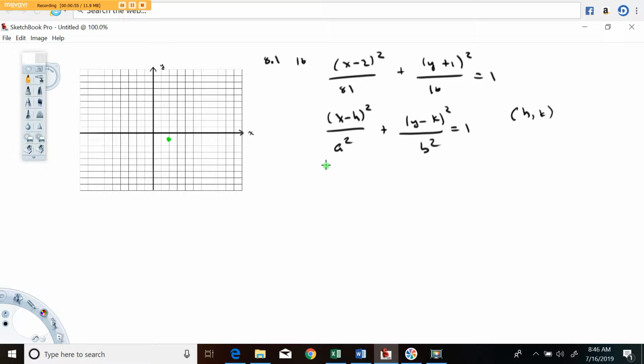Okay, the distance for the semi-major axis is going to be this one, because the 81 is bigger than the 16. So we're going to have a squared equals 81, so a is equal to plus or minus 9. That means if I go 9 units to the right of the center, 1, 2, 3, 4, 5, 6, 7, 8, 9. And 9 units left, 1, 2, 3, 4, 5, 6, 7, 8, 9.